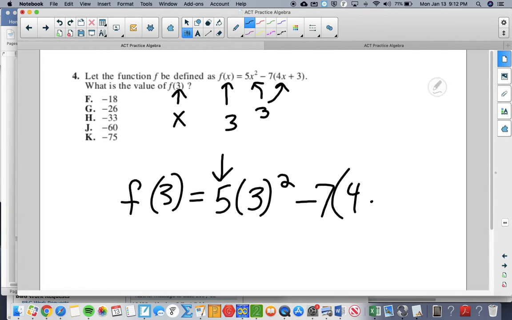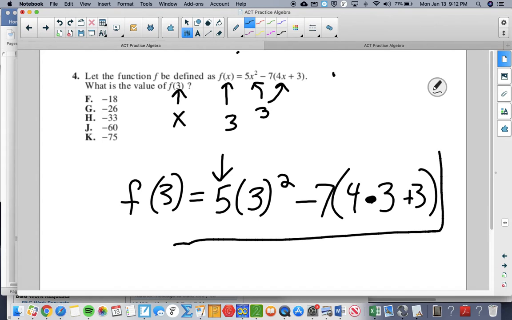Now here parentheses aren't quite as necessary. 4 times 3 plus 3. And you close off your parentheses and you put this all in the calculator at once. I know some people are worried about time with the ACT for math. This is one that's intended to not take very long. You just plug this all in at once. And when you do that, you should get negative 60.